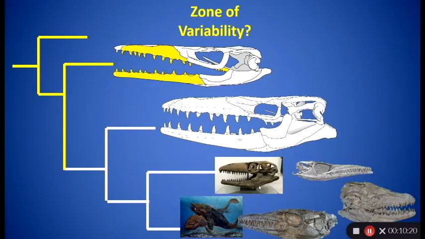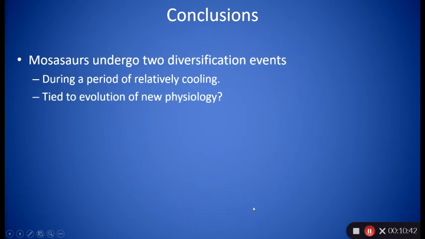So this is a concept that's been discussed in the literature previously called a zone of variability. And is that an important part of the story for this diversification that you get in mosasaurines versus the lack of disparity that you get in other clades of mosasaurs later in their geologic ranges? So in conclusion, mosasaurs undergo two diversification events within the Western Interior Seaway related to their disparity or anatomical diversity.